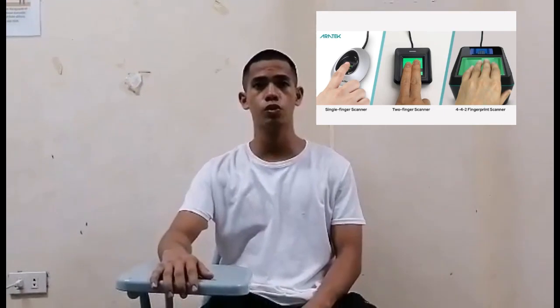Biometrics. Biometrics are body measurements and calculations related to human characteristics. Biometric authentication is used in computer science as a form of identification and access control. It's also used to identify individuals in groups that are under surveillance, at ito ay makakatulong sa mga kapulisan na maka-identify ng tao gamit lang ang fingerprint.